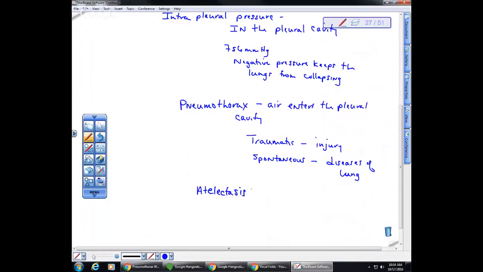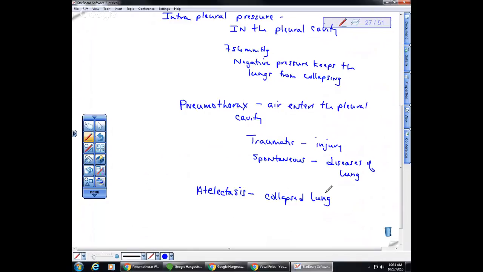Atelectasis. And this is a collapsed lung, right? And they mentioned that that can be very serious because of the pressure that it puts on the subsequent blood vessels, right? Which can decrease the ability of the blood to flow. That's the collapsed lung.